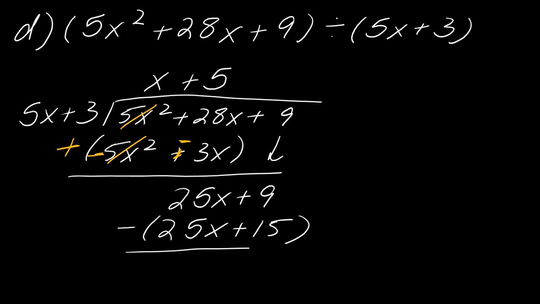So we'll subtract this off. And so this becomes minus. This becomes minus. So 9 minus 15 will be negative 6. And so here is now a remainder that will be negative. So since it's a negative remainder, I put a minus sign here. So this will be minus 6 over 5x plus 3.